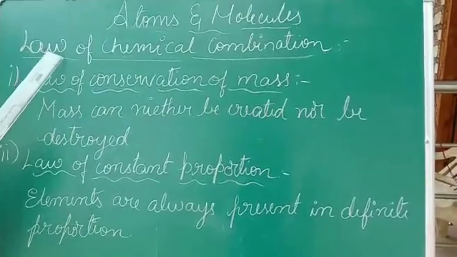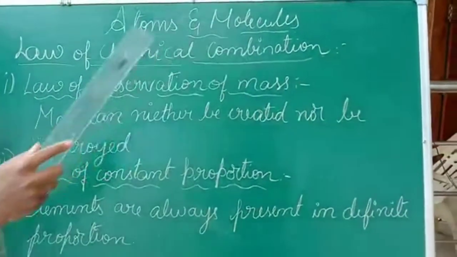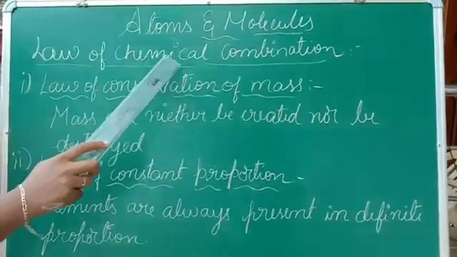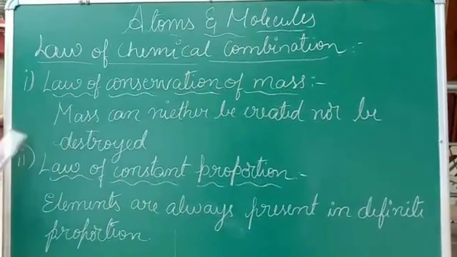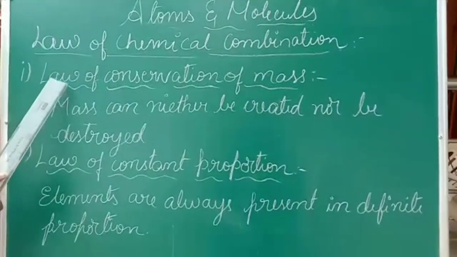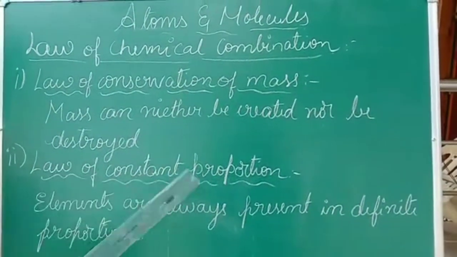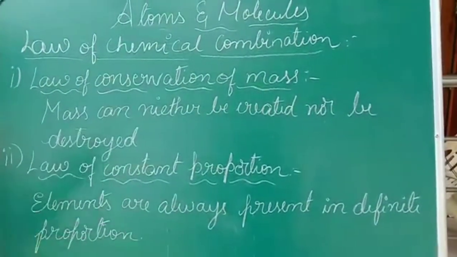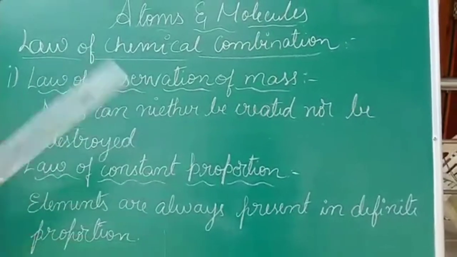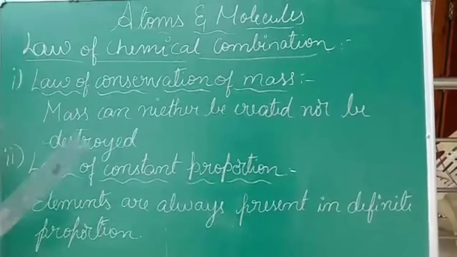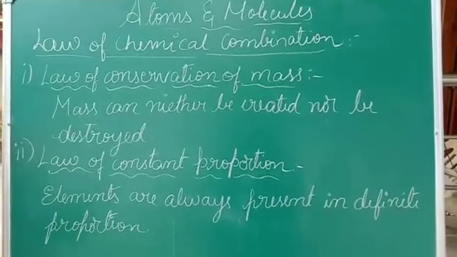The next topic is the law of chemical combination. This law of chemical combination includes two different laws: the first is the law of conservation of mass, and the second is the law of constant proportion. These two laws are very important. Either of the two may be asked for 1 mark, so just concentrate on it.